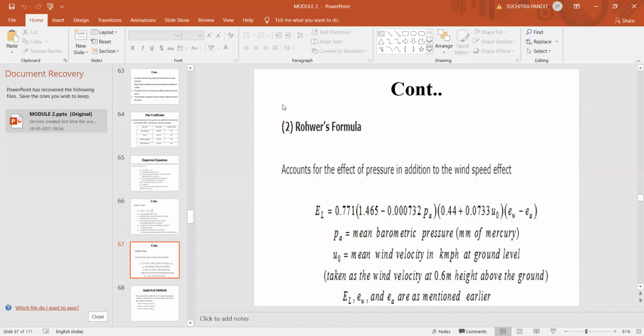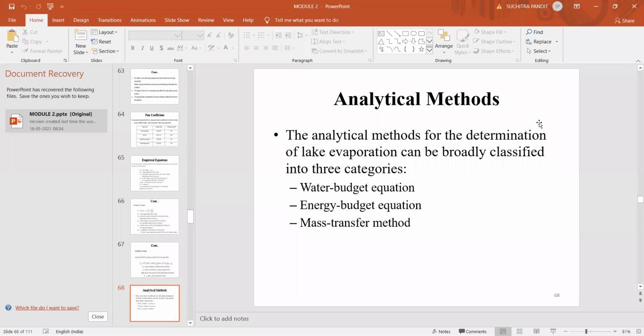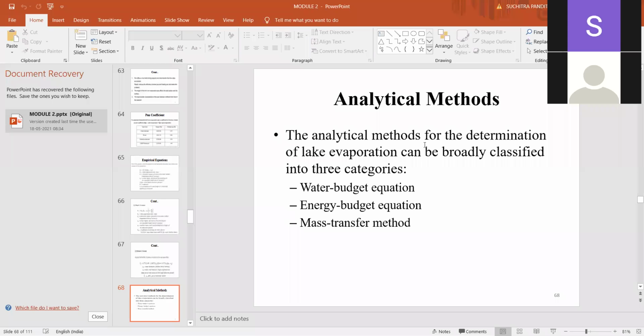Most of the problems will be on either Dalton's evaporation equation, Rowe's equation or Meyer's equation. Next, there are other analytical methods by which you can also estimate the amount of water lost to the atmosphere through evaporation. The analytical methods for the determination of lake evaporation can be broadly classified into three categories: the water budget equation, the energy budget equation, and the mass transfer method.